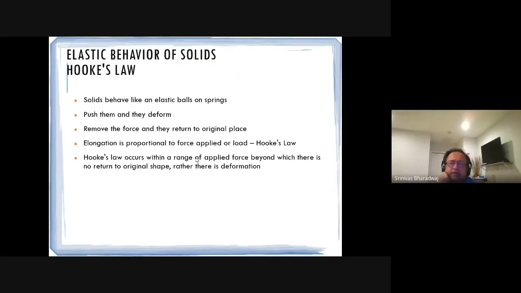Now, what is the one law that you should learn with respect to how elastic solids behave? This is very specifically elastic behavior. Elasticity happens only under certain circumstances, not always. We already discussed that. Under certain circumstances, there is no elastic behavior; there is plastic behavior. Now when elastic behavior happens, there is a linear law called Hooke's law, which occurs within a range of applied force, beyond which it does not return to its original shape. Instead it undergoes deformation.